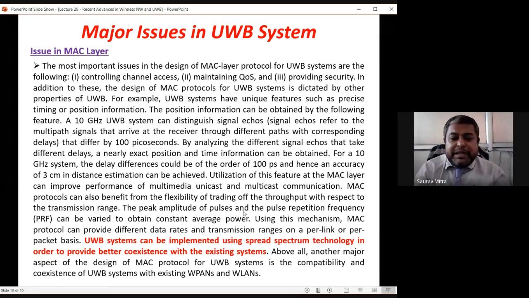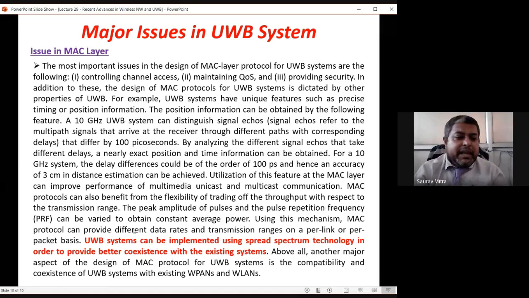Peak amplitude of pulses and the pulse repetition frequency, which is called PRF, can be varied to obtain constant average power. Using this mechanism, MAC protocol can provide different data rates and transmission ranges on a peer-to-peer link packet basis. Ultra-wideband system can be implemented using spread spectrum technology.